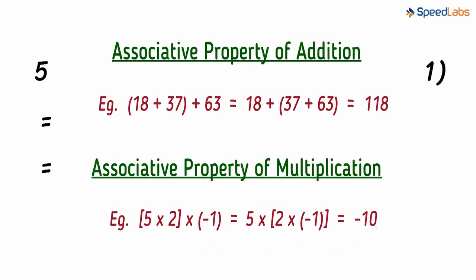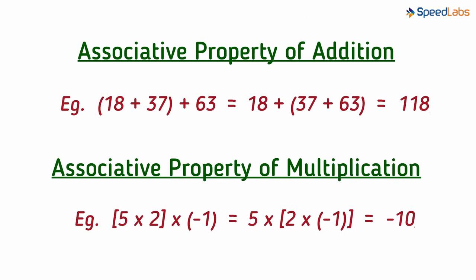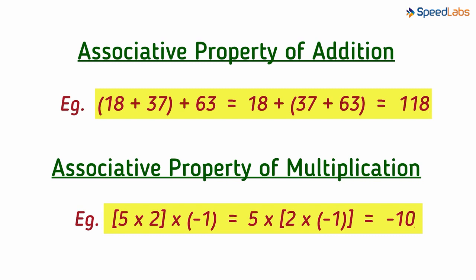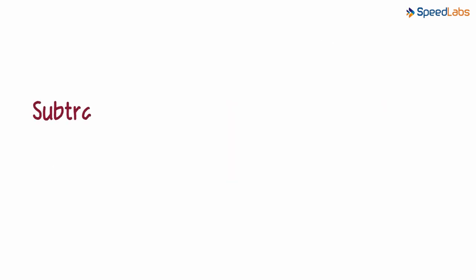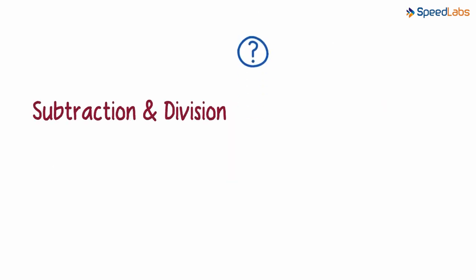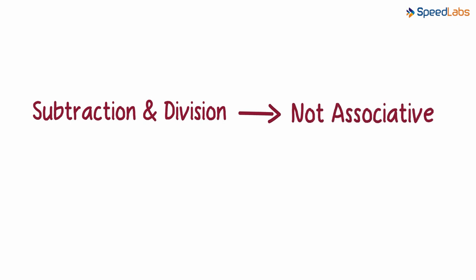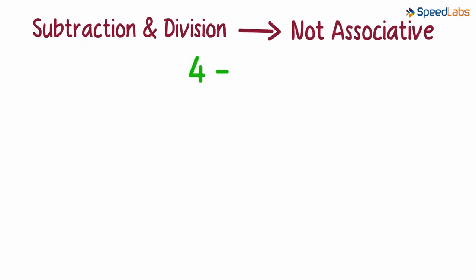The associative property can therefore be helpful for solving problems related to addition and multiplication of integers. We will look at more examples later, but what about subtraction and division of integers? Are they associative? No, they're not. Look at this example to understand it better.